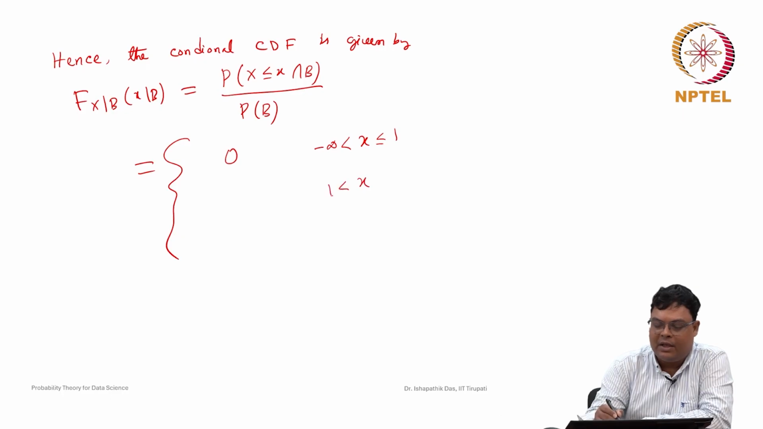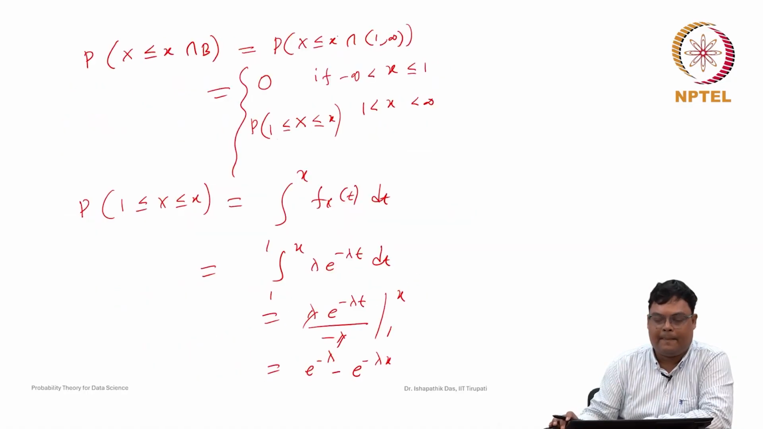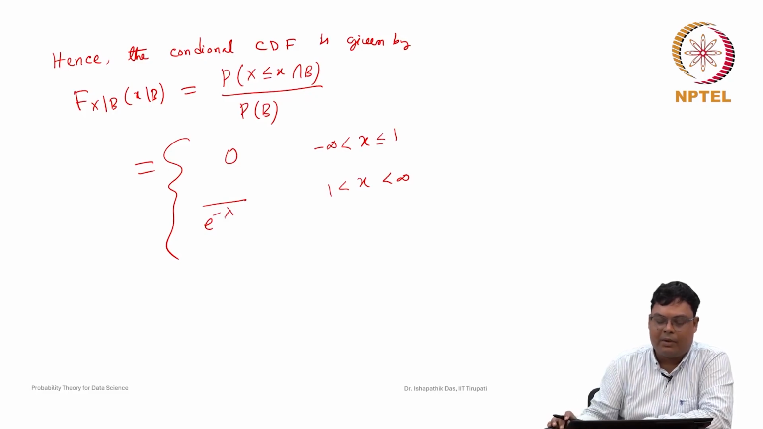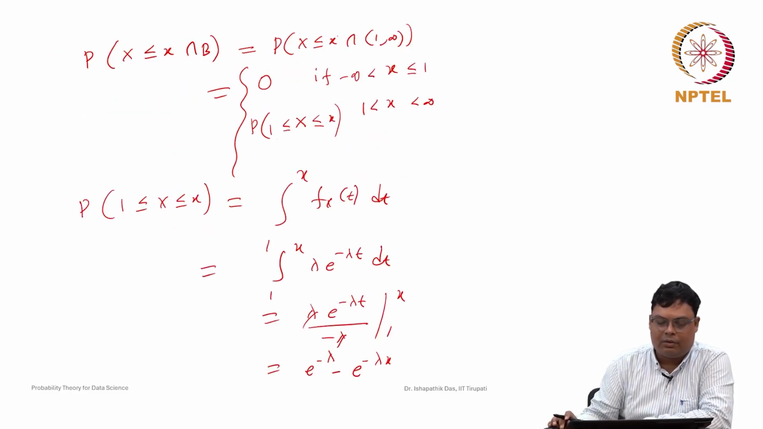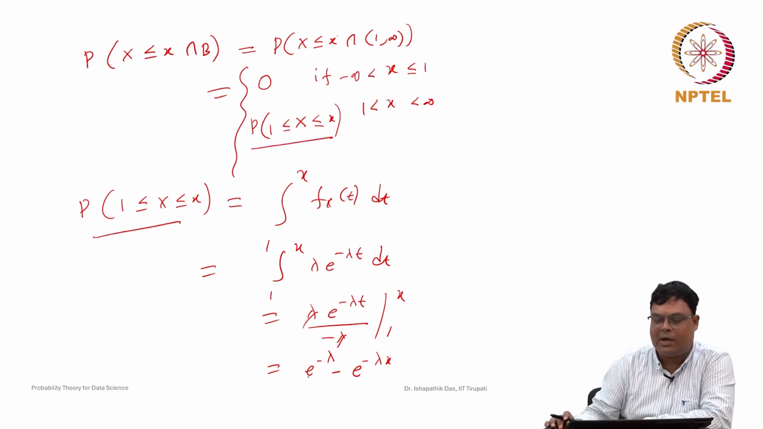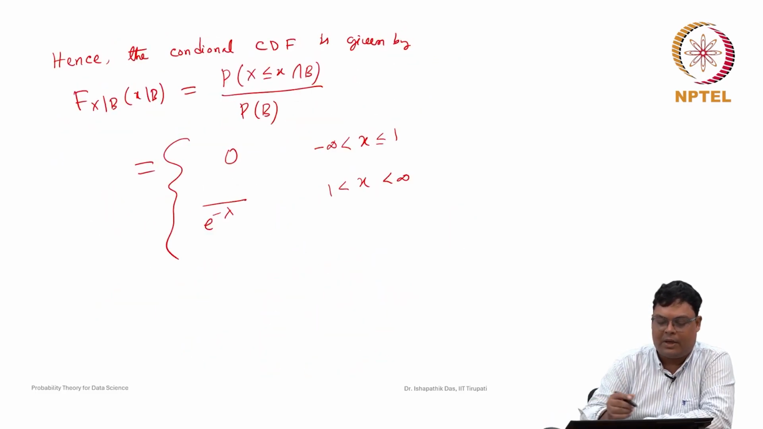But whenever x is greater than 1 and less than infinity, the probability of B is nothing but e to the power of minus lambda, as we just checked. And the upper part, we just found it, is e to the power of minus lambda minus e to the power of minus lambda x. So, finally, what did we get?